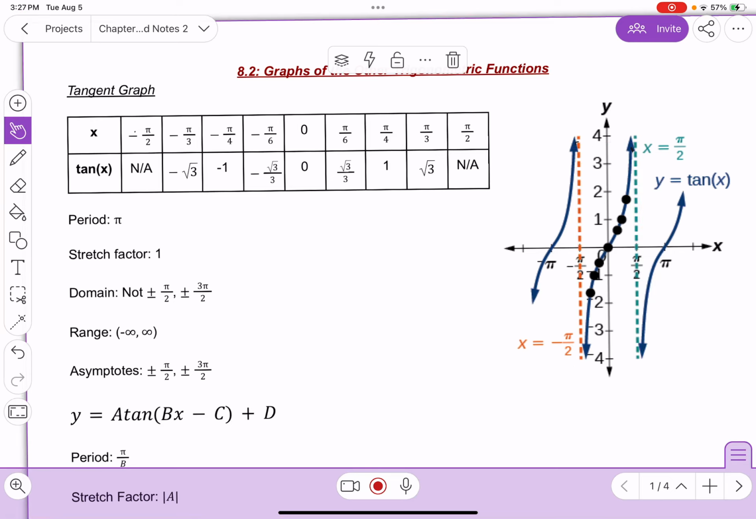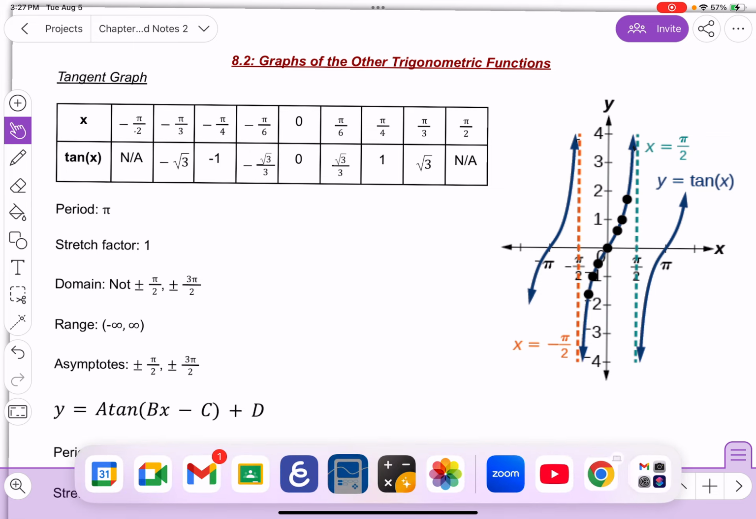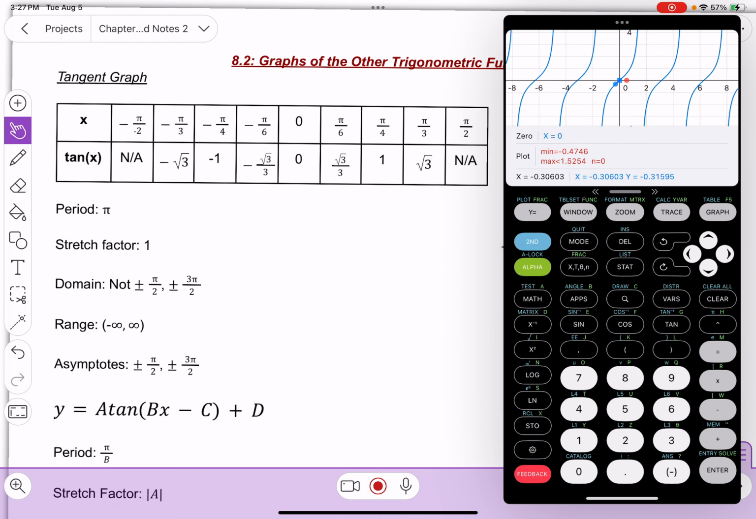Okay, 8.2 is over the graphs of the other trigonometric functions. So we're going to start with tangent. These still repeat just like sine and cosine, but they look a little bit different. The tangent function increases forever instead of doing the bump on the calculator. It's going to look like this.